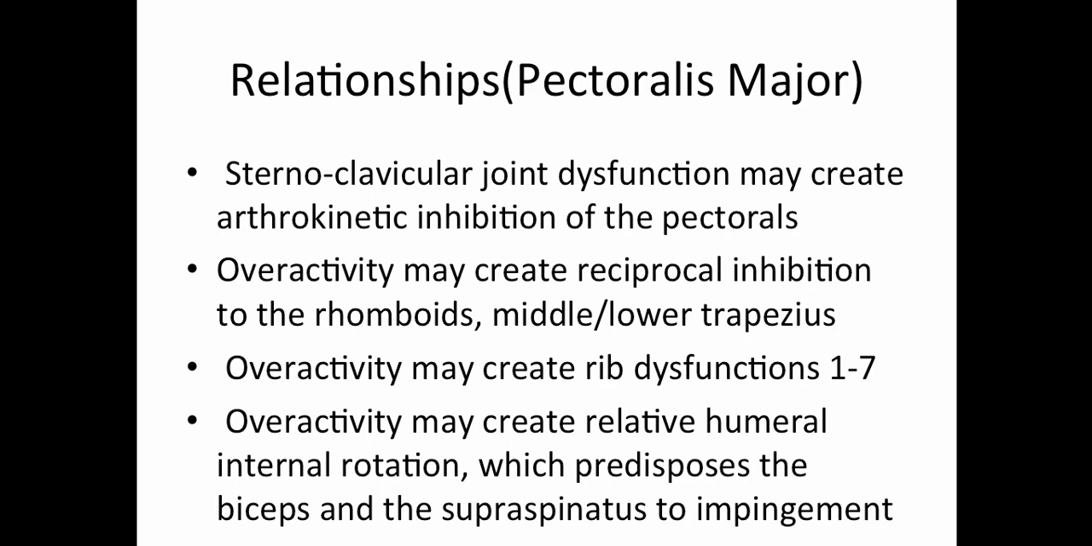Overactivity of the pectorals may create reciprocal inhibition to the rhomboids and the middle and lower trapezius. Overactivity of the pectoralis major may also create rib dysfunctions in ribs 1 to 7. Additionally, overactivity may create relative humeral internal rotation, which predisposes the biceps and the supraspinatus to impingement.